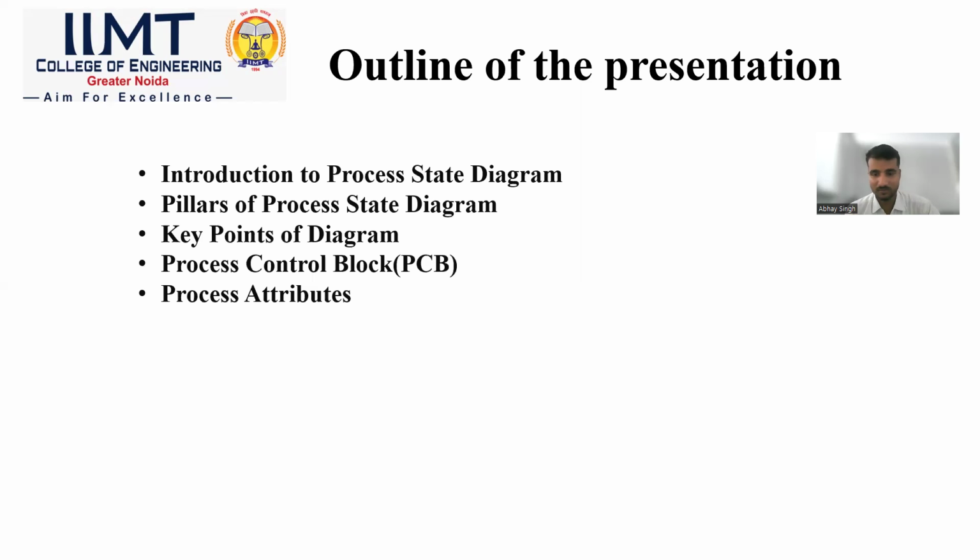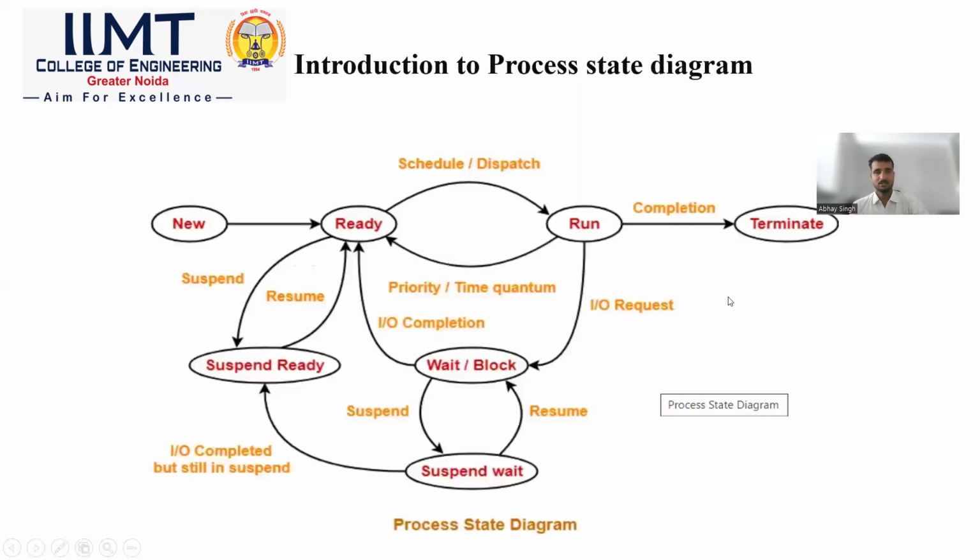Firstly, we discuss the first point, introduction to the process state diagram. In process state diagram, there are 7 states. First one is the new state, second one is the ready state, third one is the run state, next one is the terminate state, suspend ready state, waiting state, suspend wait state.